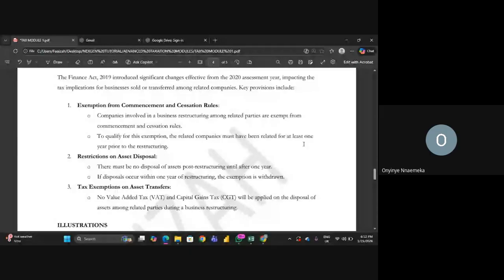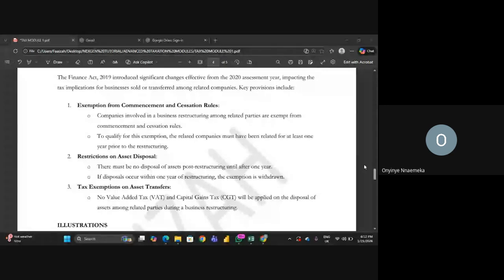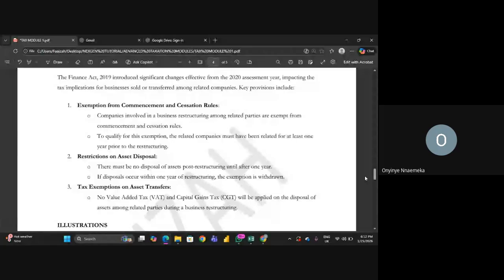Another one is that there must be no disposal of assets after the restructuring until 1 year has passed. So you're not going to be selling your assets until after 1 year of the restructuring. If you decide to sell, they're going to withdraw your exemption, and of course the commencement and cessation rule will apply. Then there will be no VAT and no CGT on disposal of assets among related parties during the business restructuring.